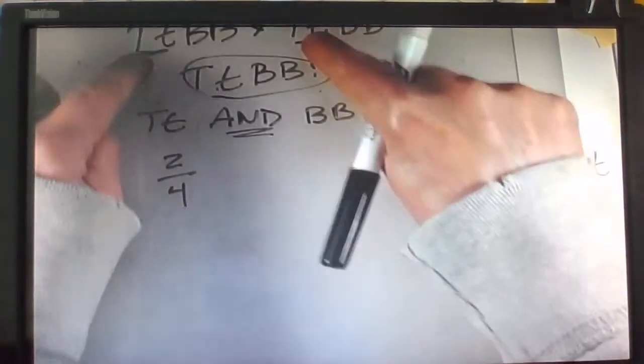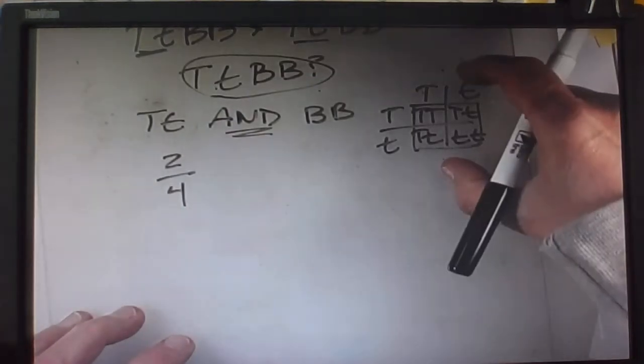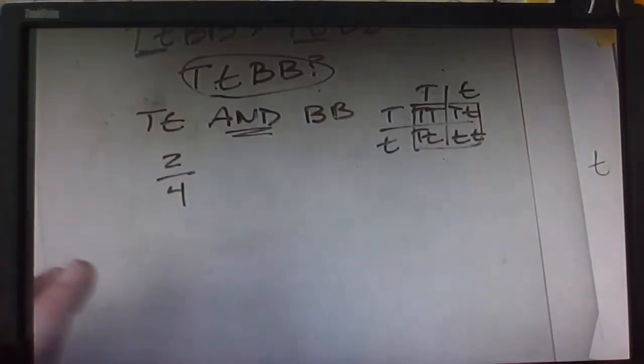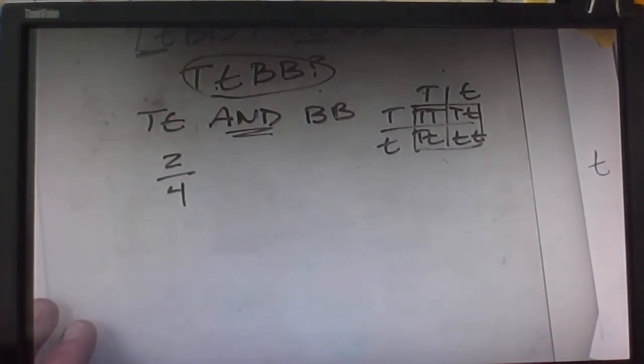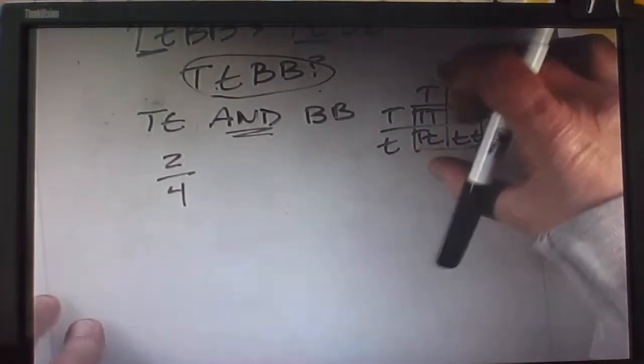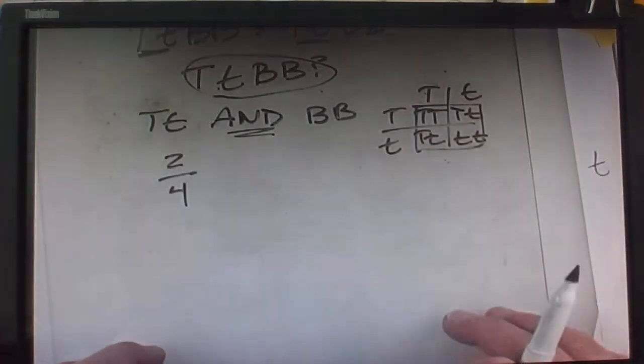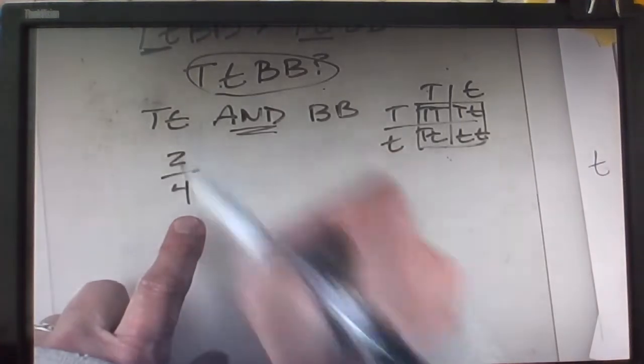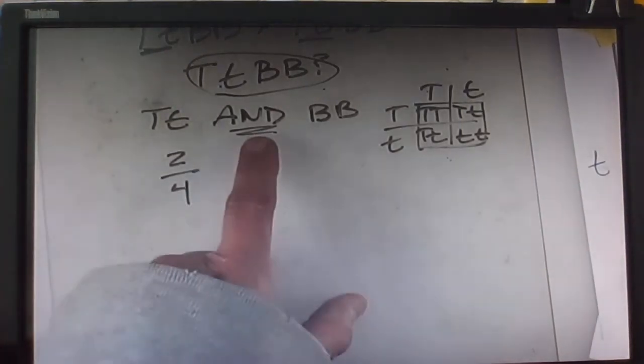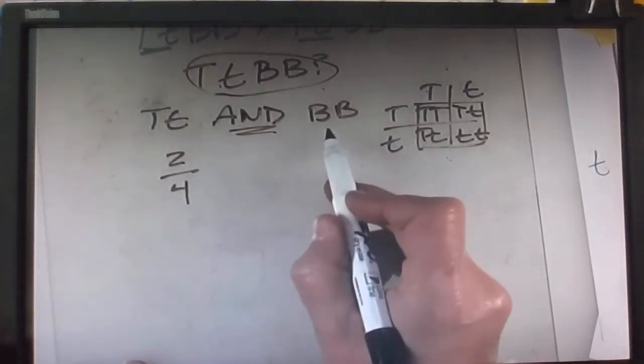I did 1 characteristic at a time. I ran a little Punnett square. I used the Punnett square to find the probability for that. And I want to find this.